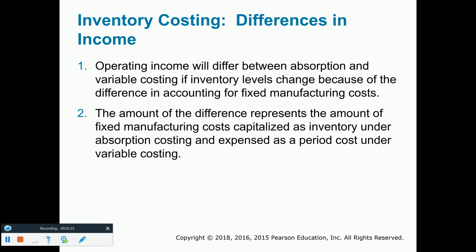The reason why the operating income is different with variable costing as opposed to absorption costing is the timing of when we sell the inventory versus when we produce it. If we sell and produce the inventory in the same exact period, well, variable and absorption costing are going to have the same operating income. But if we sell an amount different than what we produce, the operating income under absorption costing is going to be higher or lower than under variable costing.